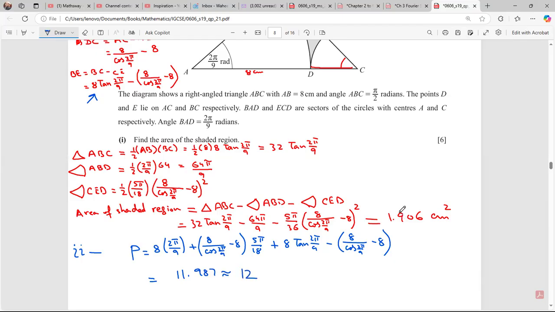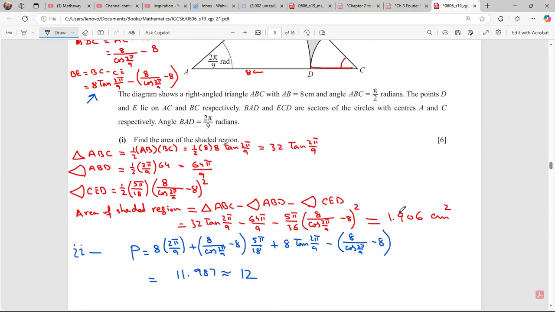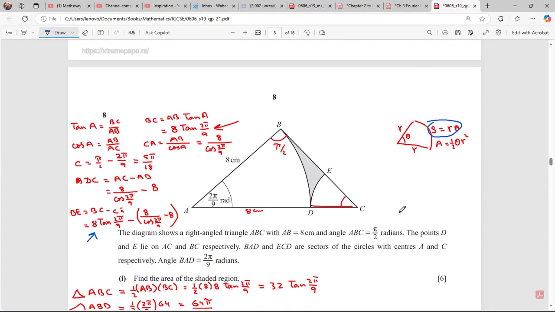So this is how we do this question number 8. I hope everything is clear.